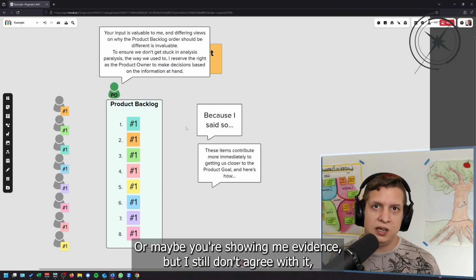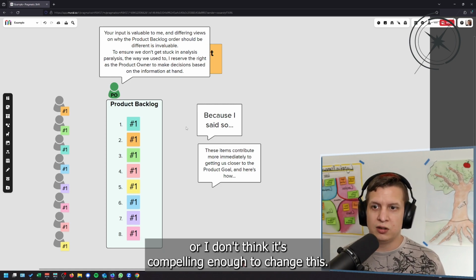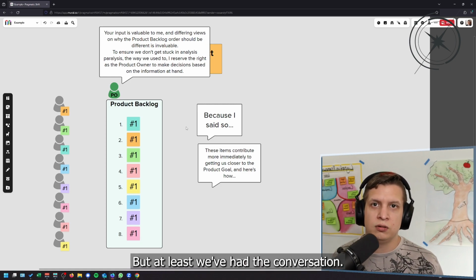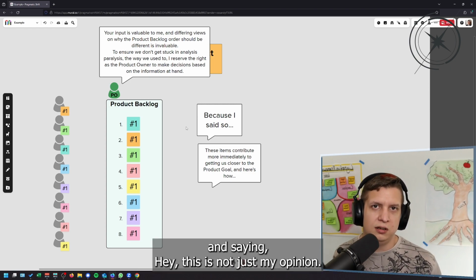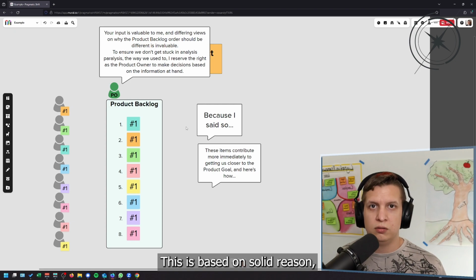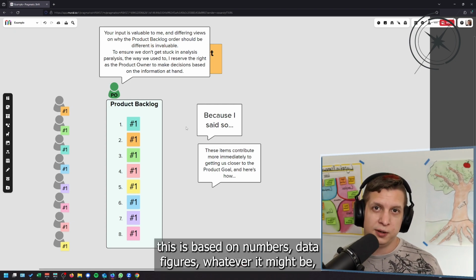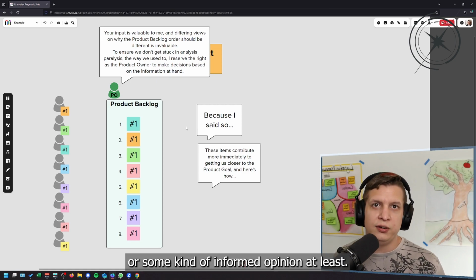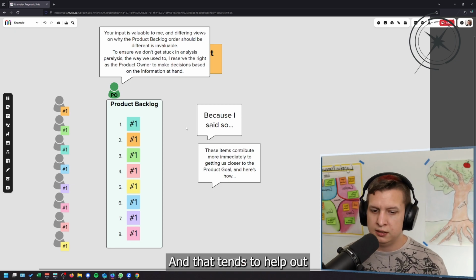Or maybe you're showing me evidence, but I still don't agree with it, or I don't think it's compelling enough to change this, but at least we've had the conversation. At least we're looking at data and information and saying, this is not just my opinion, this is based on solid reasoning. This is based on numbers, data, figures, whatever it might be, or some kind of informed opinion, at least. And that tends to help out.